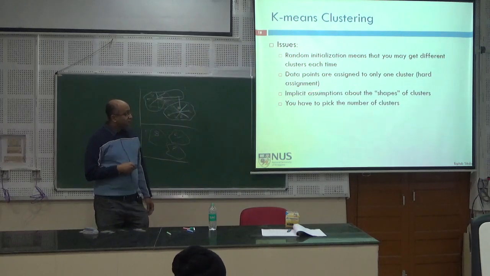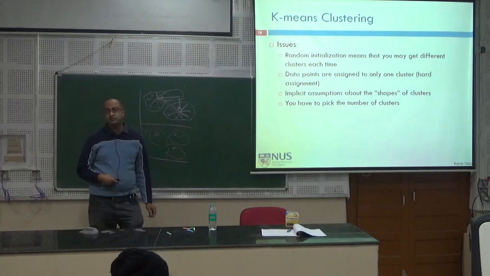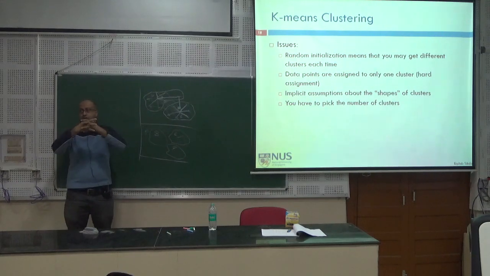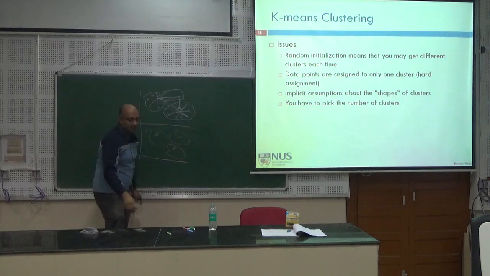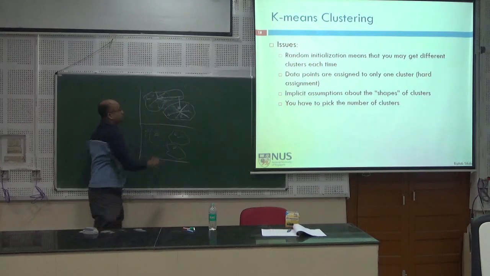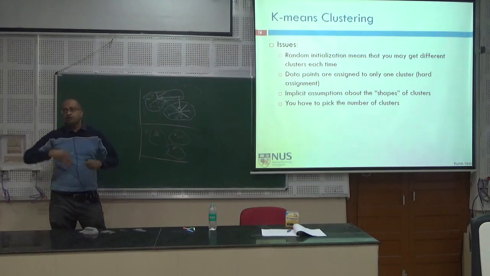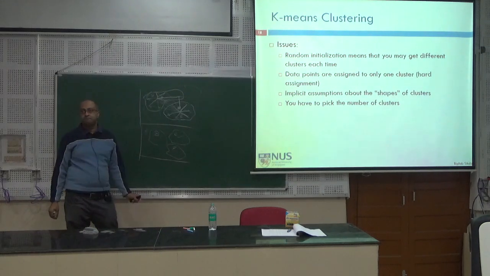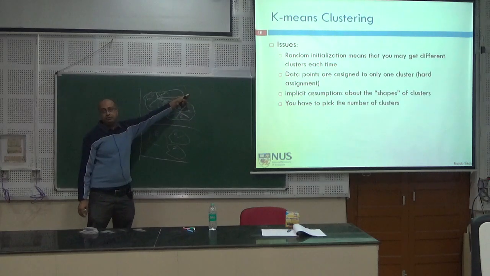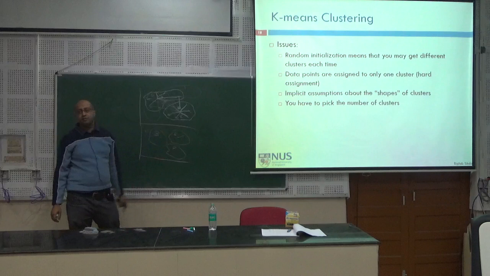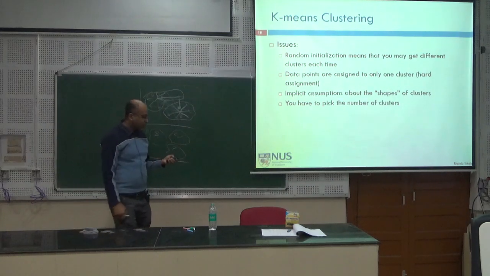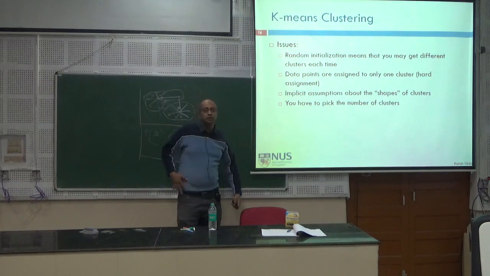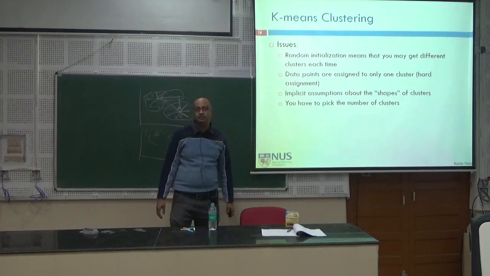This also makes some implicit assumptions about the shapes of the clusters. Why? Because we are calculating distance, so you're making things closer together. Usually you will not get some odd shape. When you see the final clusters, you will see closely bound groups like this. But in real life, a cluster could be some arbitrary shape, and k-means will usually not be able to pick that up. And the last issue is you have to pick the number of clusters. If I don't know what the data is all about, I don't know how many clusters there are.